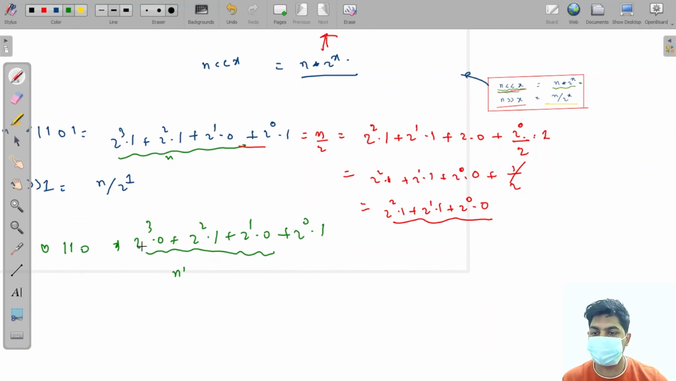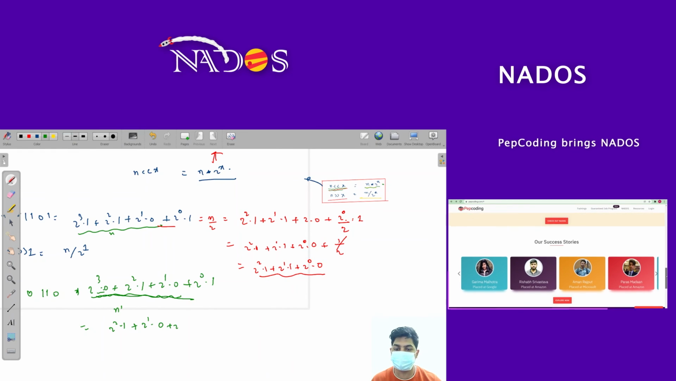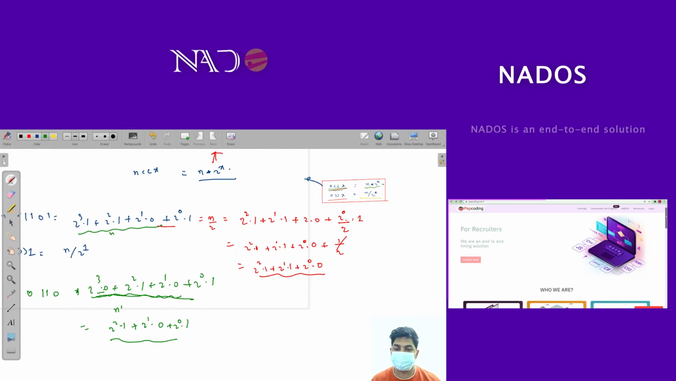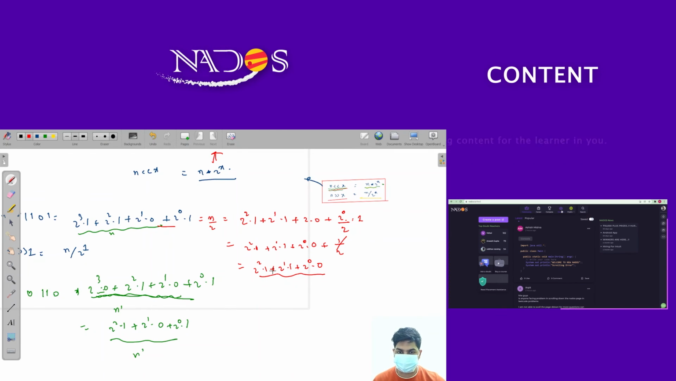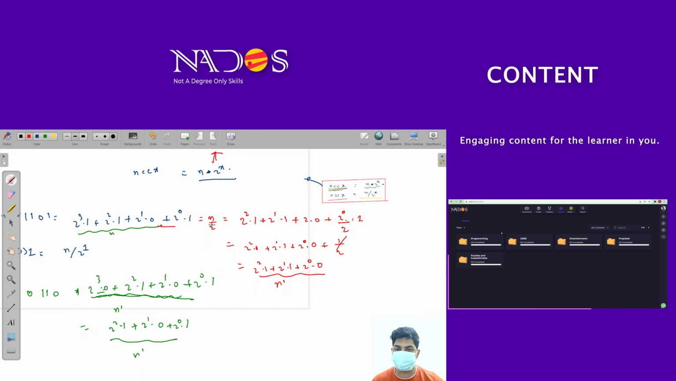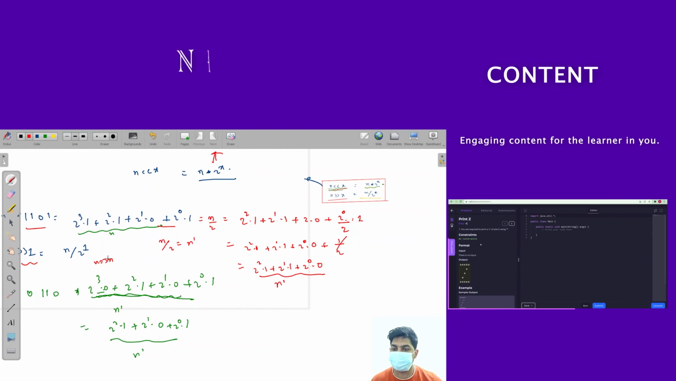Now if you look at this particular term, here it is 2 raised to power 3 into 0, and 0 multiplied by something will be 0 only. So 2 raised to power 2 into 1 plus 2 raised to power 1 into 0 plus 2 raised to power 0 into 1. This is n dash, and this can also be written as n dash. So what we are seeing is n divided by 2 equals n dash, if we are performing a right shift operation on n.